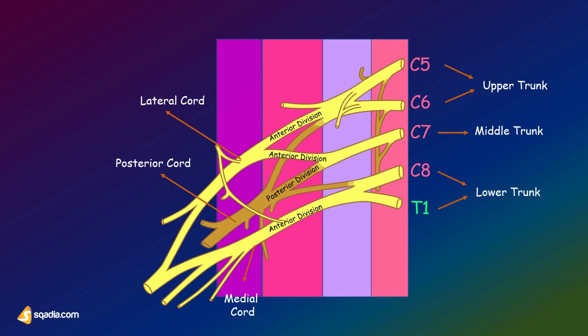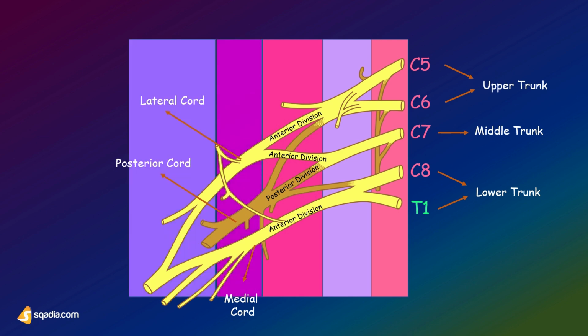The anterior divisions of the upper and middle trunks unite to form the lateral cord, as you can see here. The anterior division of the lower trunk continues as the medial cord, and the posterior divisions of all three trunks join to form the posterior cord, as you can see here. Then these cords continue and give off the main branches of the brachial plexus.